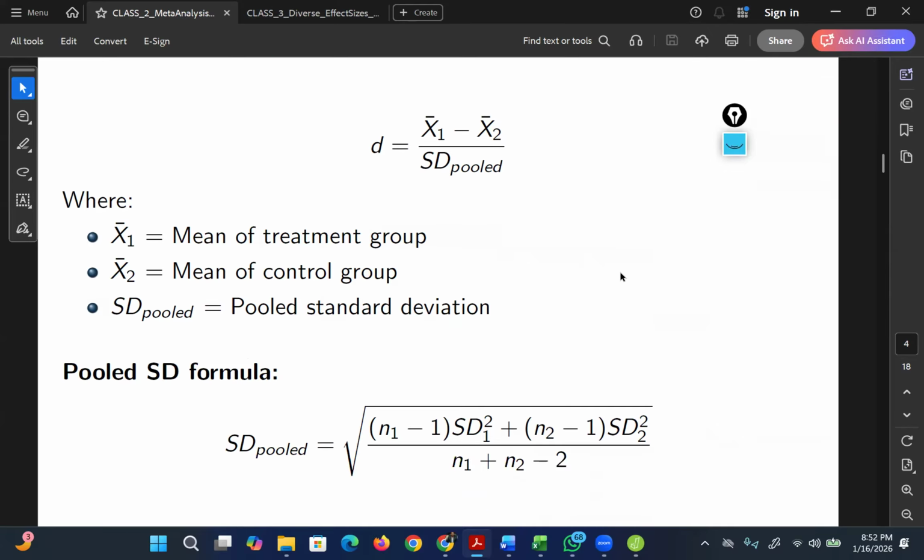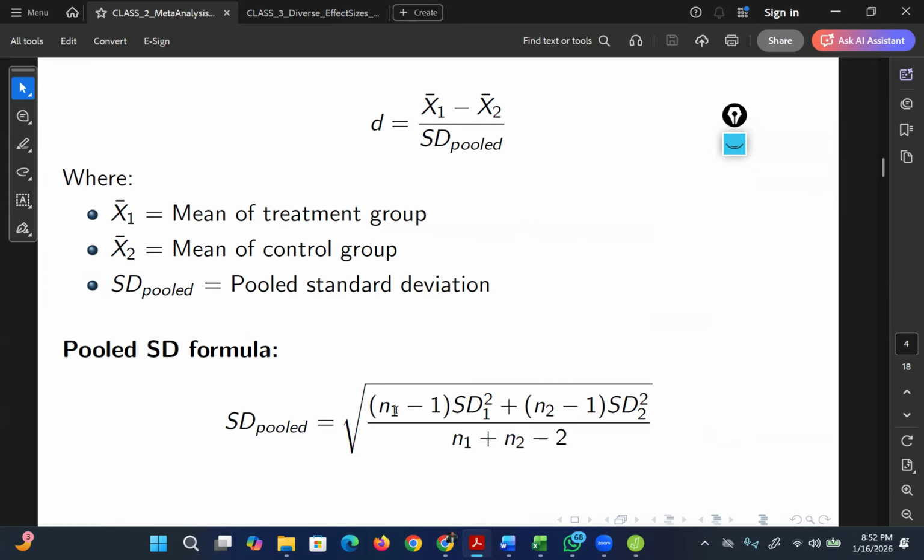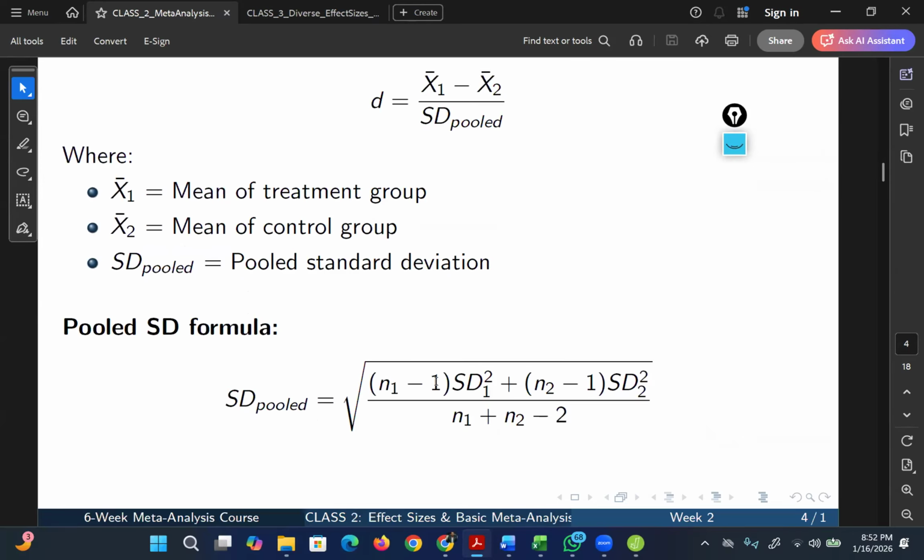So if you look at the pooled standard deviation, this is how it calculates: number of sample sizes minus 1. And this is very simple to calculate. You can do it manually, or there are so many ways you can calculate the standard deviation from the data set.